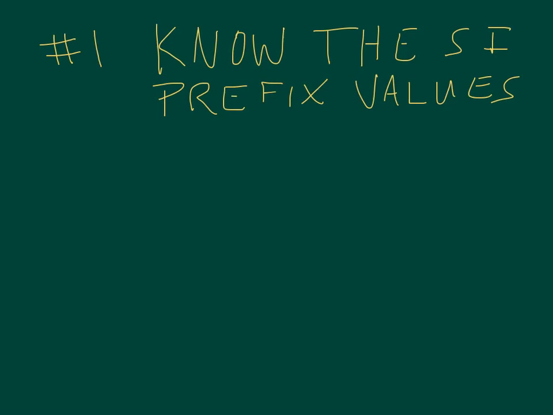At this point, I actually recommend that you go back and watch this video again, because it's going to start to sink in. Let's do a quick recap of what we've discussed. Number 1 is to know those prefix values. You just can't do dimensional analysis without knowing those. That would be like trying to drive a car and you never learned how to turn it on or how to put the key in the ignition.